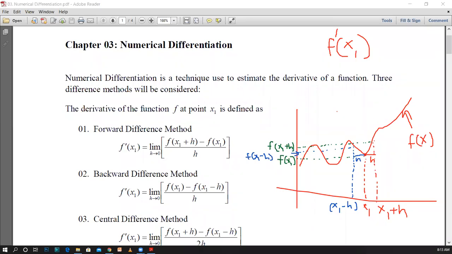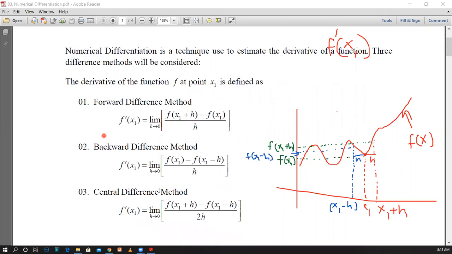The next technique used for numerical differentiation is the central differencing method. In the central differencing method, we have to pay attention to both ways, that is, backward as well as forward. That is why we use an h distance on the left hand side as well as an h distance on the right hand side. First of all, we identify the h distance on the left hand side, where the point would be x1 minus h, and for the right hand side, the point would be x1 plus h.